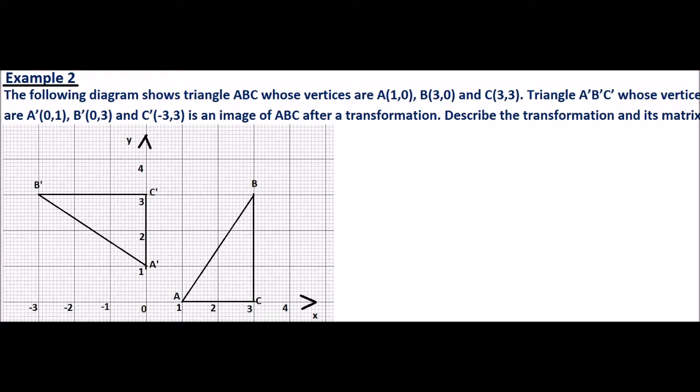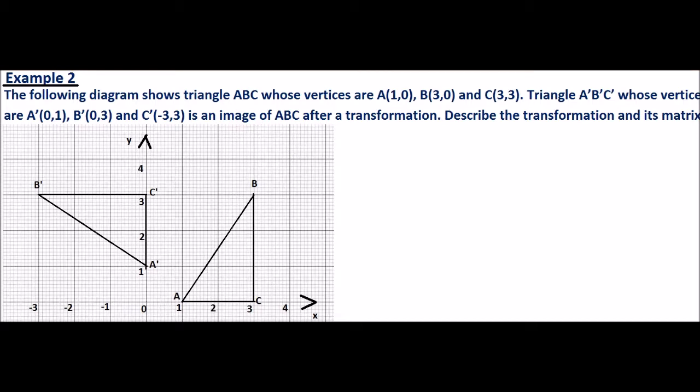So this is our example 2, whereby we are told the following diagram shows a triangle ABC whose vertices are A(1, 0), B(3, 0), C(3, 3). The triangle A'B'C', whose vertices are A'(0, 1), B'(0, 3), and C'(-3, 3), is an image of ABC after a transformation. Describe the transformation and its matrix.